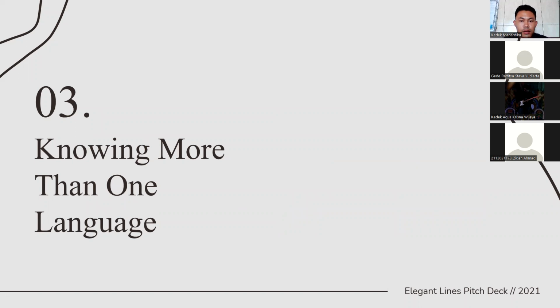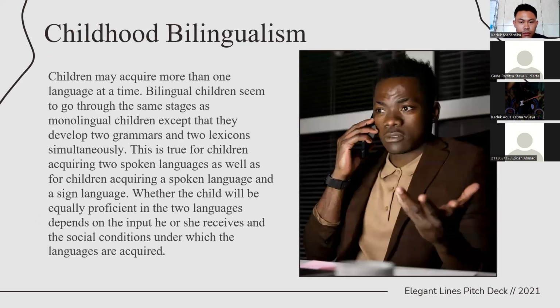The next material is knowing more than one language. Childhood bilingualism: children might acquire more than one language at a time. Bilingual children seem to go through the same stages as monolingual children, except that they develop two grammars and two lexicons simultaneously. This is true for children acquiring two spoken languages as well as for children acquiring a spoken language and a sign language. Whether the child will be equally proficient in the two languages depends on the input, hearing and seeing, and the social conditions under which the languages are acquired.